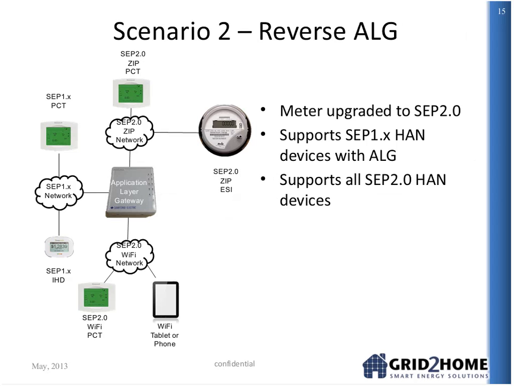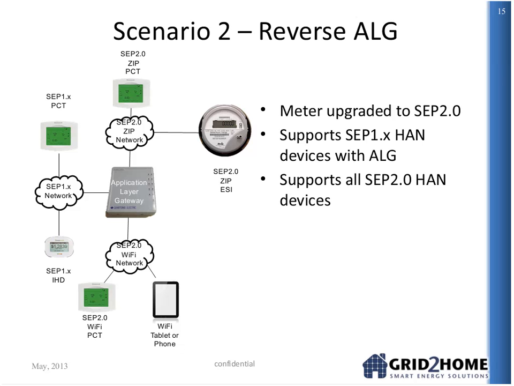Scenario 2 is the reverse of what I've just talked about. Okay? You did build a SEP1 HAN, and you've just converted to a SEP2 meter. The meter suddenly jumps from the left-hand side to the right-hand side now, because now you've got a SEP2 meter. And this is called a reverse ALG, because now you're going to be making SEP2 data coming along from a SEP2 meter have to drive SEP1 devices. So it's a reverse ALG.